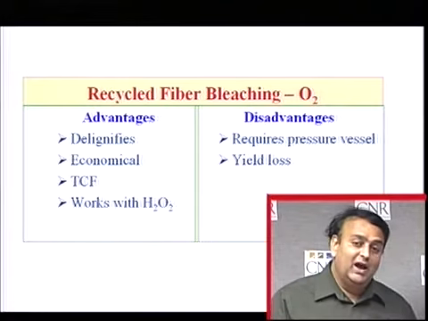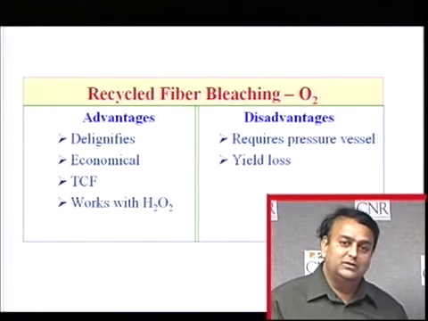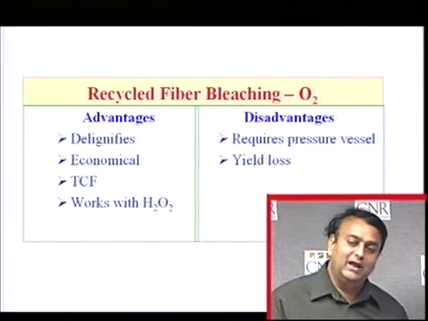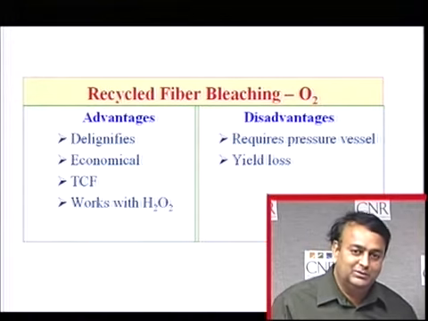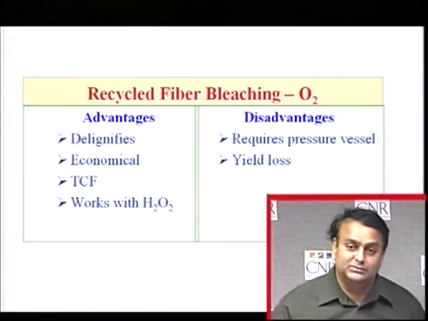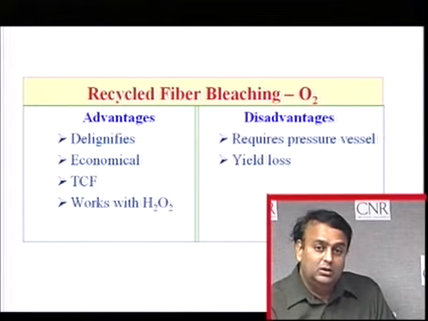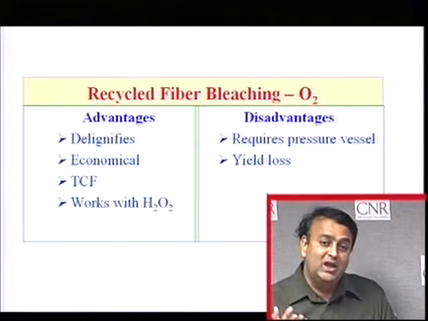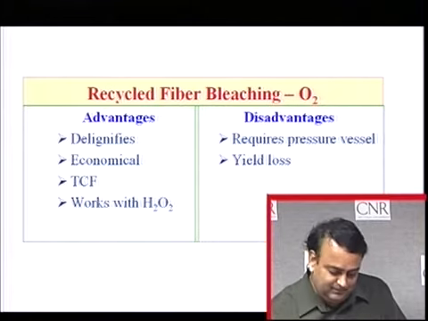And if you have a high amount of mechanical pulp like groundwood present in your system, newsprint, and you are applying oxygen, you can lose quite a lot of yield. Up to 15% yield loss is recorded in the literature with oxygen. And whenever you lose yield, it's a higher amount of BOD and COD in your effluent. The effluent loading goes up.